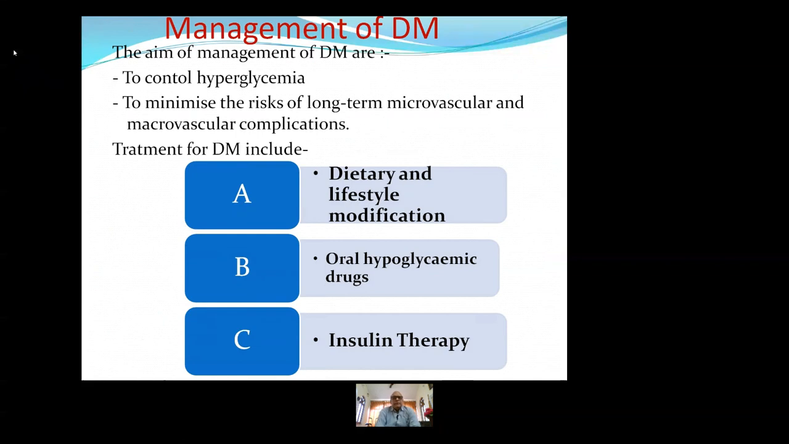So, management of diabetes mellitus. The aims of management of diabetes mellitus are to control hyperglycemia and to minimize the risk of long-term microvascular and macrovascular complications. Treatment of diabetes mellitus includes A, dietary and lifestyle modification, B, oral hypoglycemic drugs, and C, insulin therapy.